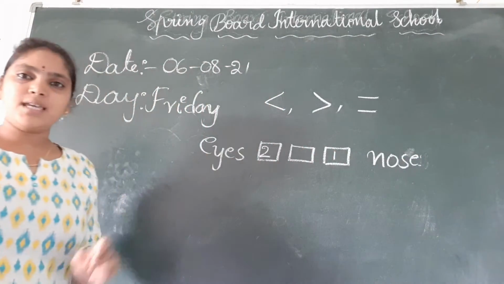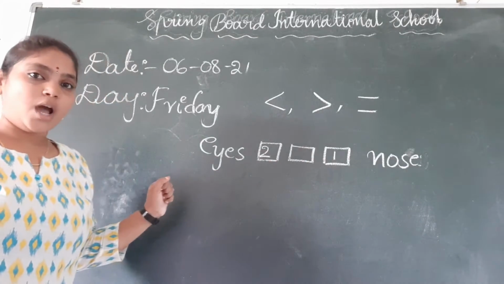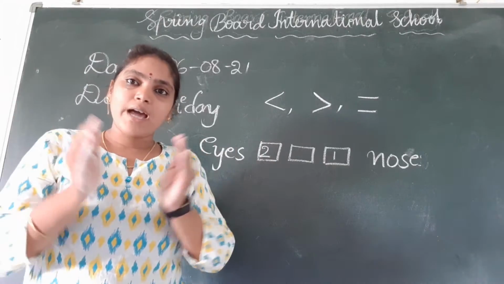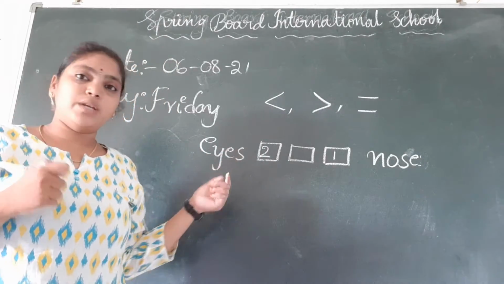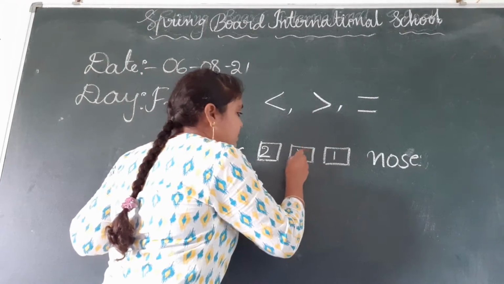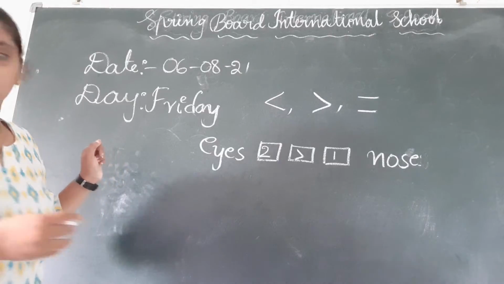Now compare these two numbers, children. 2 and 1. Now check it. Is 2 bigger than 1 or smaller than 1? 2 is bigger than 1, children. So here you have to place the greater than symbol. Okay, so the first one was already given.